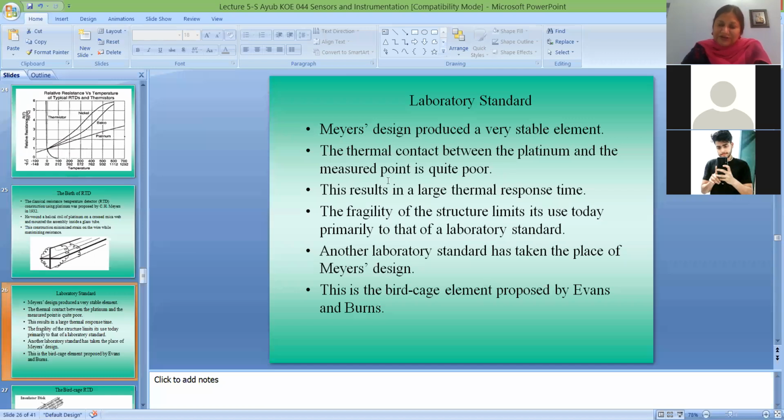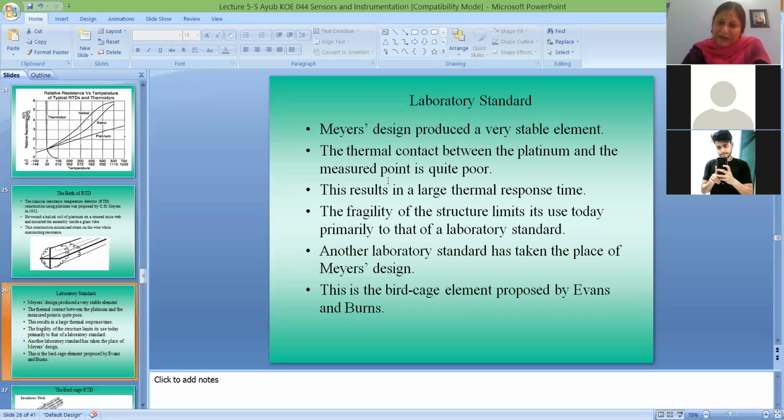Now, what is the laboratory standard? Mayer's design produced a very stable element. The thermal contact between the platinum and the measure point is quite poor. This results in a large thermal response time. The fragility of the structure limits its use today primarily to that of a laboratory standard. And another laboratory standard has taken the place of Mayer's design.